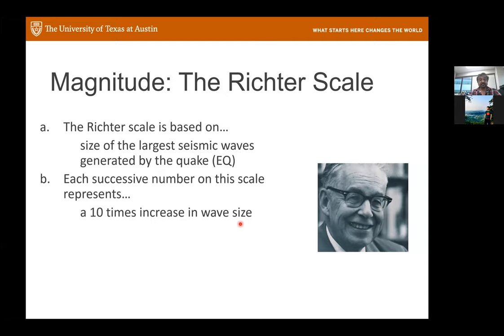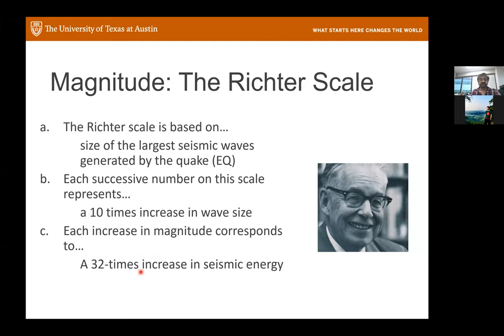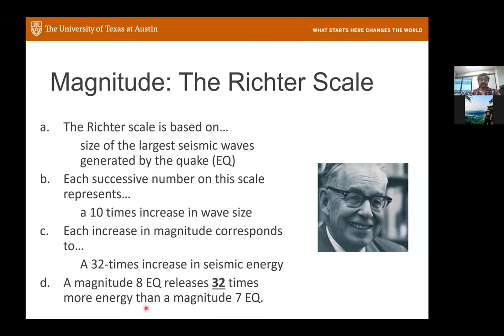For example, there is a 10 times increase in wave size as you go from one scale to another, but each increase in magnitude corresponds to a 32 times increase in seismic energy, okay? So a magnitude 8 earthquake releases 32 times more energy than a magnitude 7 earthquake, okay? So what does magnitude signify? Basically it tells you how much energy has been released by an earthquake, okay? And that can help you assess damage.